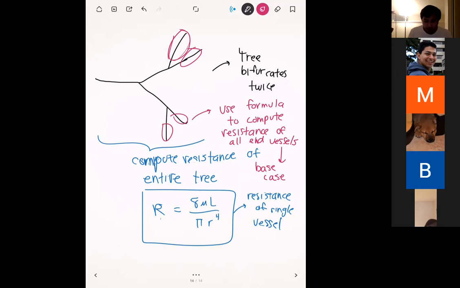And so from that base case, we can work the same way as we did with the algorithm we talked about before. We work our way back up to the beginning of this tree up here, and we're going to do that using recursion. Since this is the base case, the way that we compute all the resistances of these end vessels is we're going to call our recursive function with a value of 1.